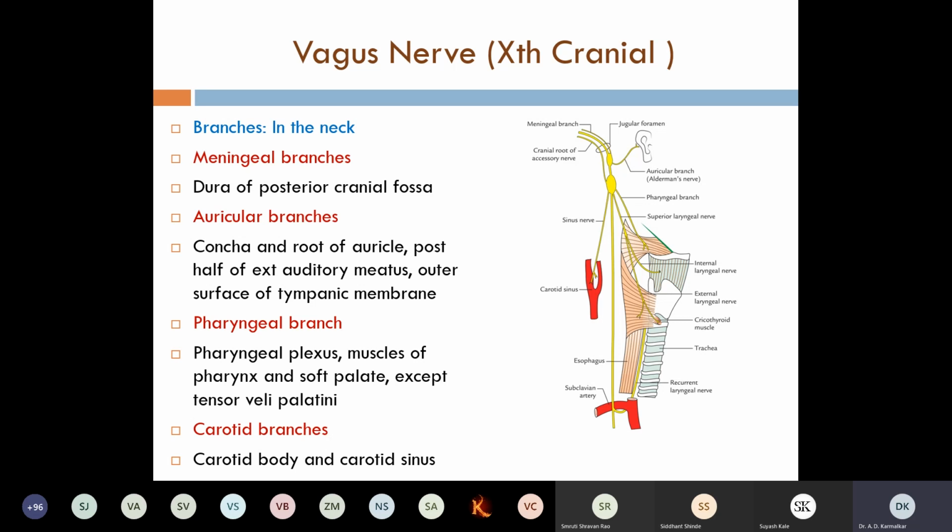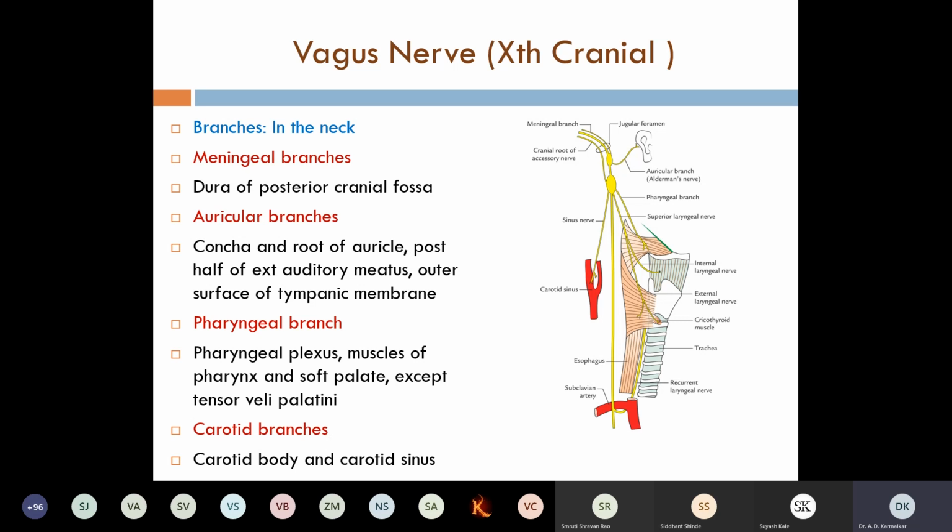Pharyngeal branches, very important. They contribute in the formation of the pharyngeal plexus. The muscles of the pharynx and the soft palate are supplied by the pharyngeal plexus except tensor veli palatini. What is this pharyngeal plexus? It is the plexus formed by the motor and sensory nerves coming from the vagus nerve, accessory cranial nerve, and the glossopharyngeal nerve.